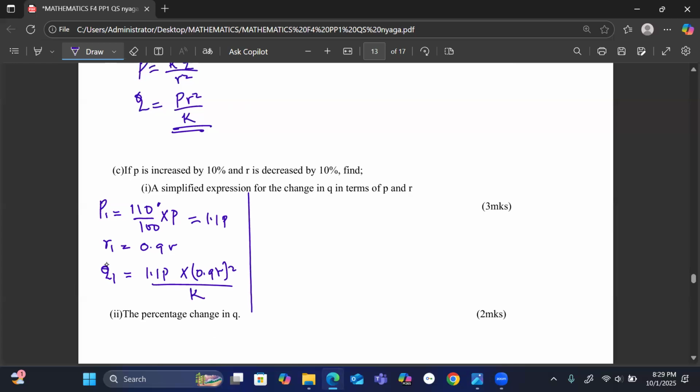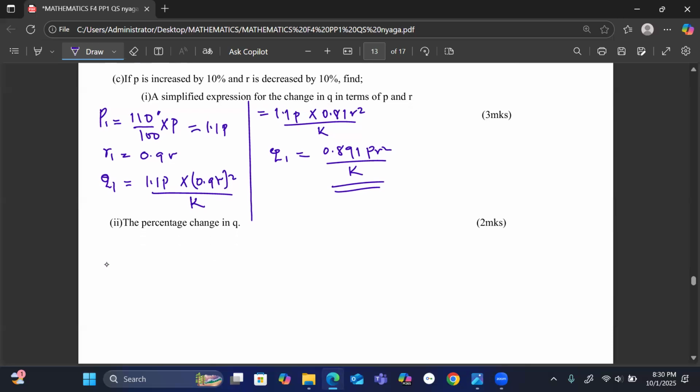This one will be equal to 1.1 P times 0.81 R squared. Now we divide by K, so that Q1 will be equal to 0.891 P R squared over K. And that is how we express the new Q in terms of P and R.